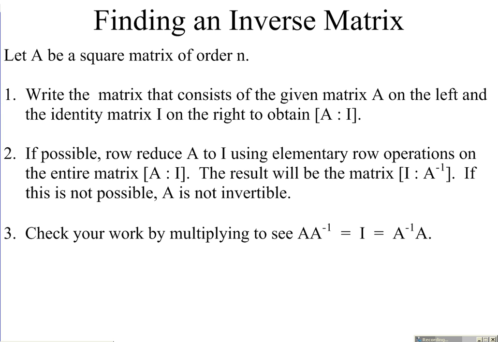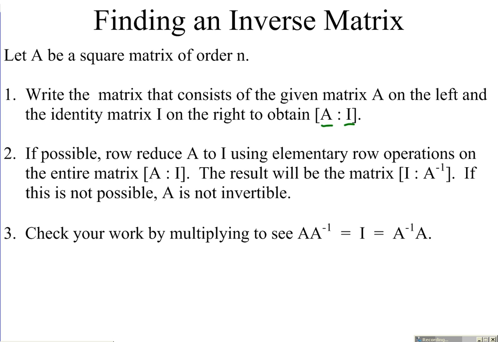Let A be a square matrix of order n. Remember, an inverse can only exist if it is a square matrix. So it has to be a square matrix we begin with. What we're going to do is write the matrix that consists of the given matrix A, which we are looking to find the inverse of, on the left, and the identity matrix I on the right to obtain this augmented matrix, where we have matrix A on the left side of our augmented matrix, and its corresponding identity matrix on the right side.